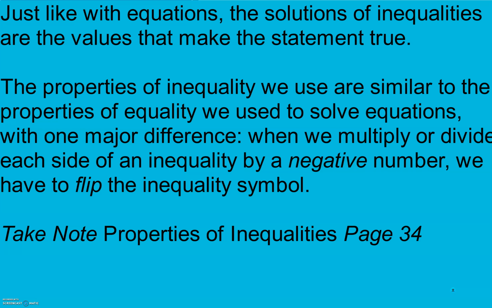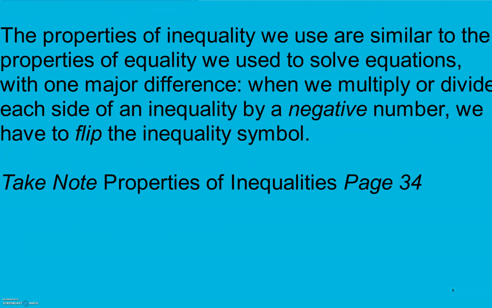So take note, properties of inequality on page 34 talks about our transitive property. If A is less than B and B is less than C, then A has to be less than C. It talks about our addition and subtraction properties. We can add or subtract the same number on both sides and get equivalent inequalities. And our multiplication and division properties, which say if we multiply or divide the same number on both sides, our inequalities are equivalent as long as it's positive. If we're dividing or multiplying by a negative, we have to flip that inequality in order to keep them equivalent.